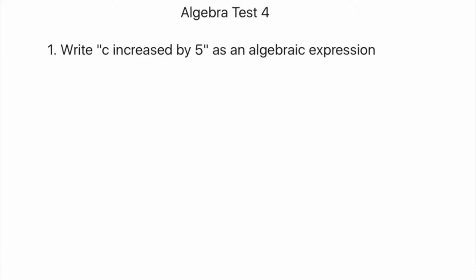Algebra Test 4. Number 1, write C increased by 5 as an algebraic expression. So this as an algebraic expression would be C, increased means to add, and then by 5. So C plus 5.